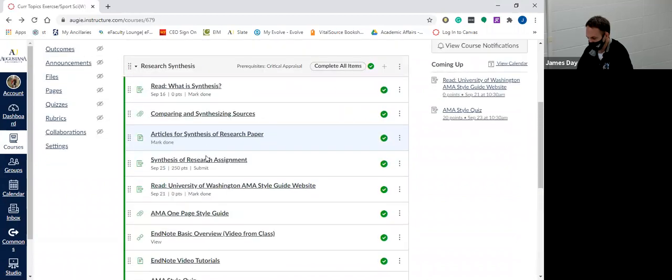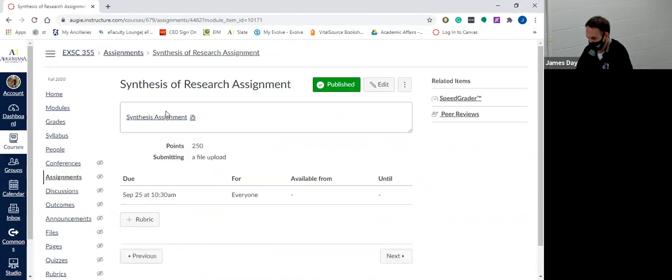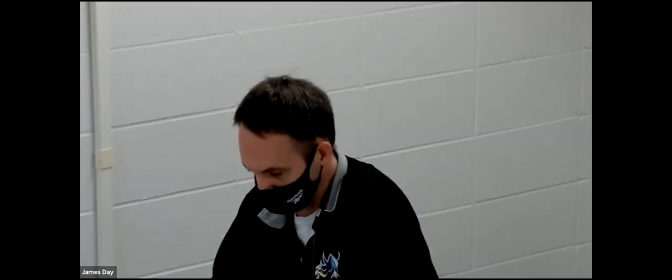Okay, so let's bring up the assignment sheet. And the assignment sheet is right in the assignment Dropbox. And I need to move my screen share.